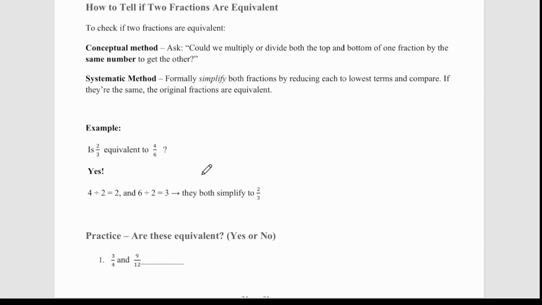So conceptually, what you would ask is, can we multiply both the top and bottom of one fraction by the same number to get the other fraction? Which is a similar question to systematically actually simplifying both to their lowest terms. So let's see for a second what we mean by that. So if we're asking, is 2/3 equivalent to 4/6? Conceptually, what you might ask yourself is, hey, I notice if I do 2 times 2, I get 4. And if I do 3 times 2, I get 6. So 2/3 is equal to 4/6. That's a great conceptual way to think about it.